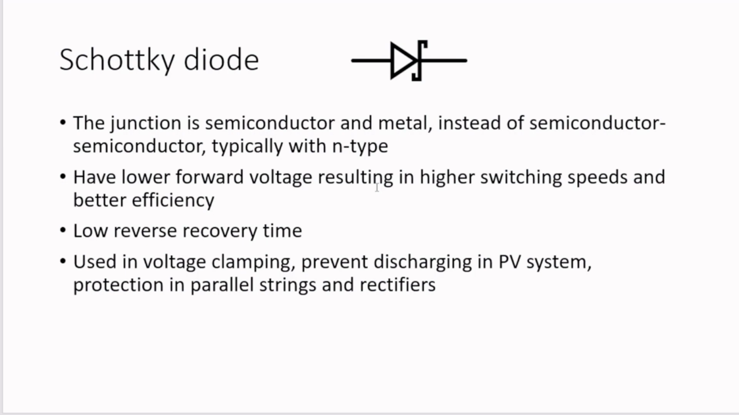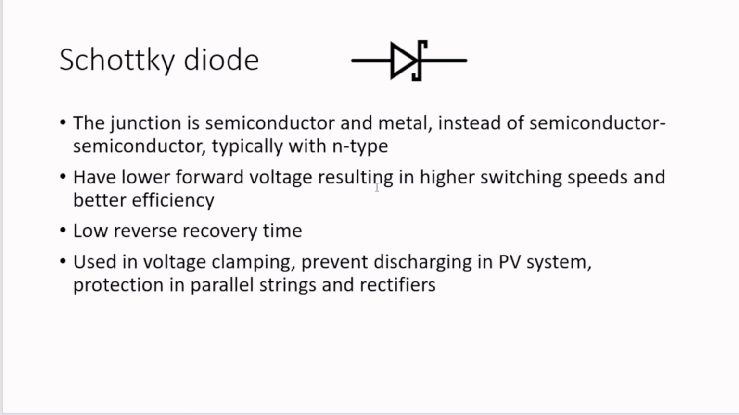Now next up is the Schottky diode. In a Schottky diode, the junction is semiconductor and metal instead of two semiconductors, p type and n type. This one has only one type of semiconductor and then a metal. Typically it's an n type and then a metal. Now because of this, they have lower forward voltage, resulting in higher switching speeds and better efficiency.